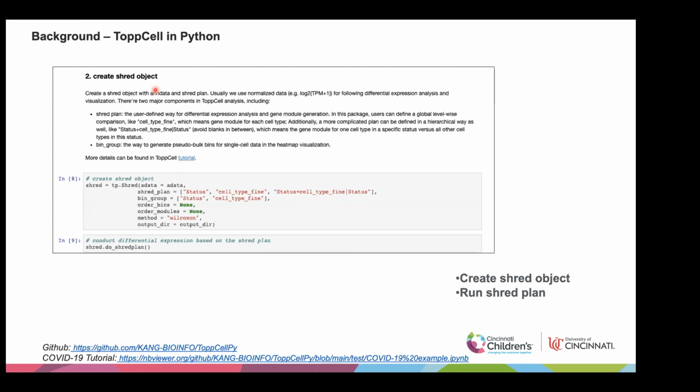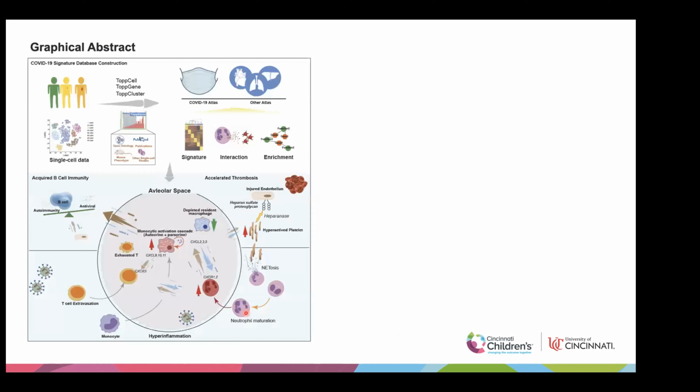To enable a standalone version of ToppCell on a local computer, we also built ToppCell in Python. This is the link where you can use Python and Scanpy to automatically generate all those gene modules. With that, we built a signature atlas for COVID-19 immune cells, and then explored different biological processes that happen in mild and severe patients.